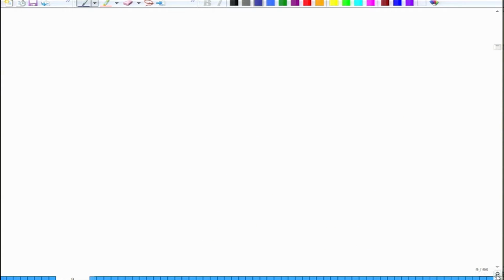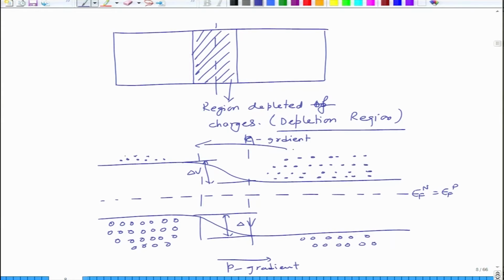So what happens is that when the diffusion takes place within this region, the electrons and holes which come from each side recombine. As a result, this region becomes completely devoid of charges. There are no free charges in this region, and further movement of charges is prevented by this built-in electric field, which does not allow the charges to cross over to either side, because you require an energy barrier delta V to be overcome to allow the flow of carriers to either side.